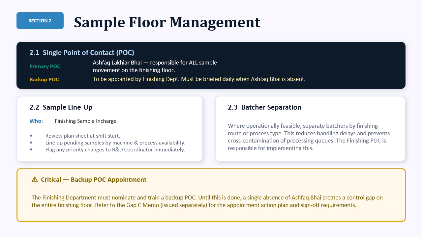The finishing sample in charge, in a different role from the POC, reviews the plan sheet at the start of every shift, lines up pending samples in order, and communicates any priority changes immediately. Batcher separation is a best practice instruction. Wherever the floor allows, batchers should be grouped by process type to avoid delays and cross-process confusion.